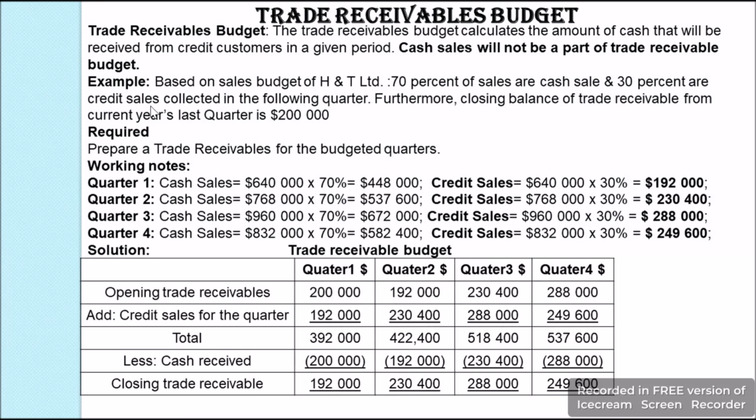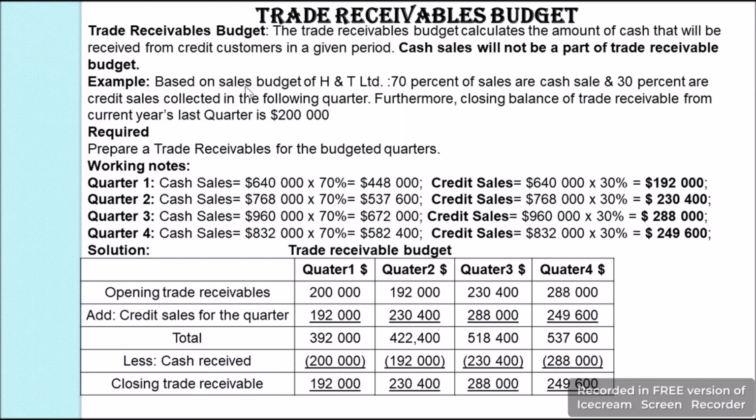That is this credit sales. For this we will collect the cash from the debtors in the following quarter. Furthermore, the closing balance of trade receivable from the current year's last quarter is $200,000. We are asked to prepare the trade receivable budget for the budgeted quarters. Now let's do our calculation in the working notes.